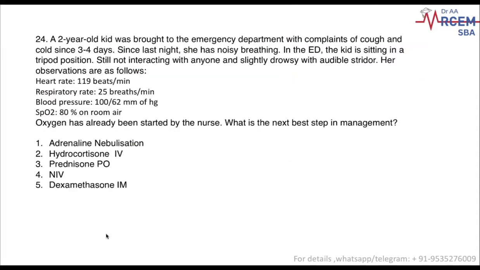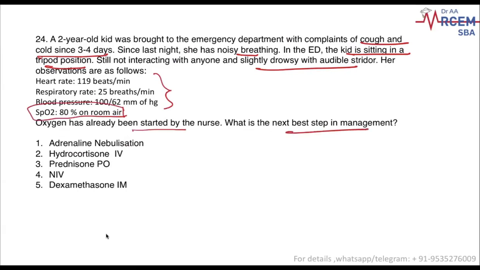A 2 year old kid was brought to the emergency department complaining of a cough and cold since the last 3 days. Since last night, he is having noisy breathing in the ED. The kid is sitting in a tripod position, not interacting with anyone, slightly drowsy with an audible stridor. These are the vital parameters where I can see the oxygen levels are on the lower side. Oxygen has already been started by the nurse. What is the next best step in the management of this patient?